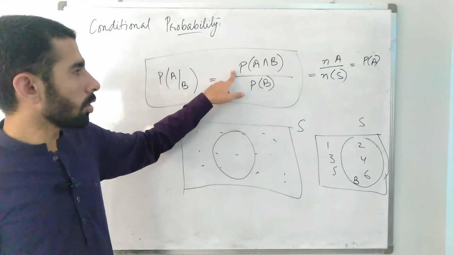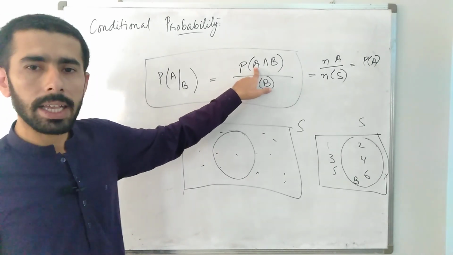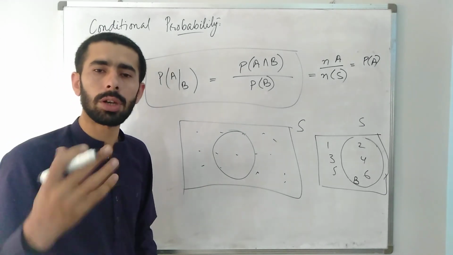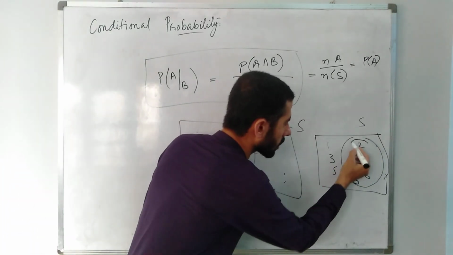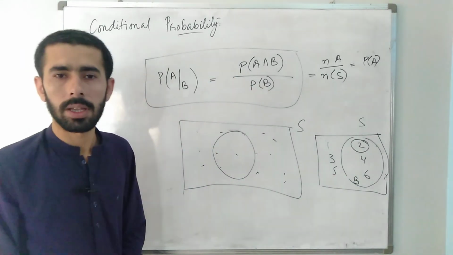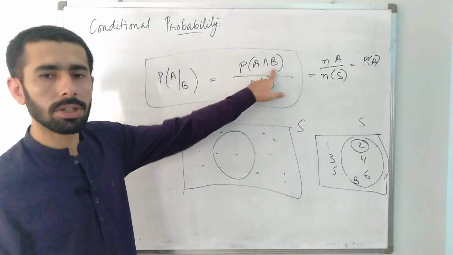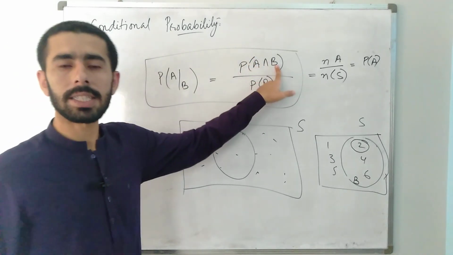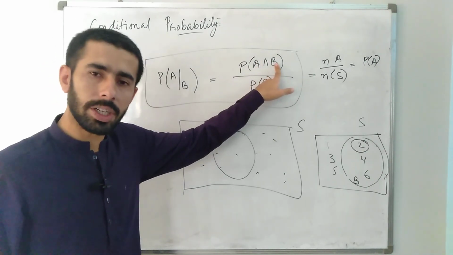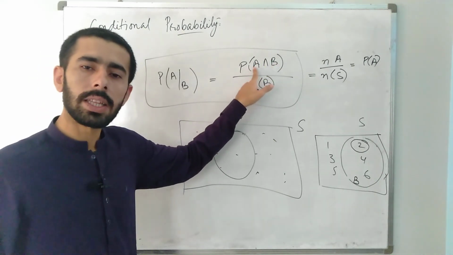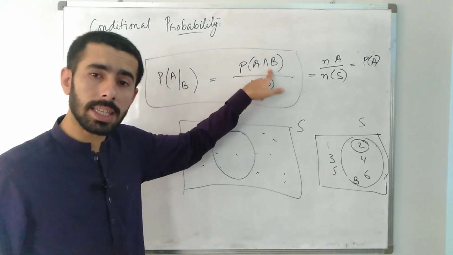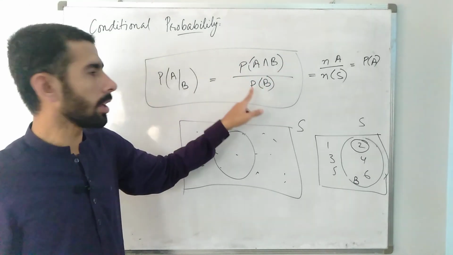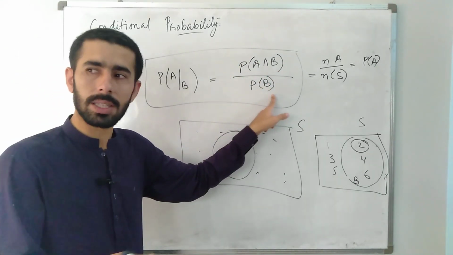In the numerator we would find A inside B. Like if my A is getting number 2 on the face of the die, I would search for 2 inside the event B. So I would see how much part of my event A overlaps, intersects, is found inside the event B. Once I find how much part of A is present inside B, I would take its probability and divide that by the probability of my new sample space, which is the set B.